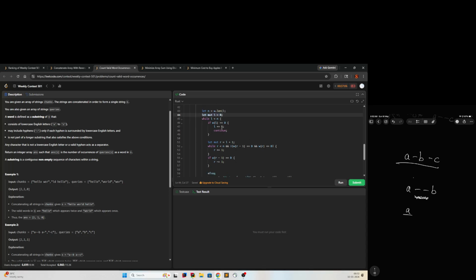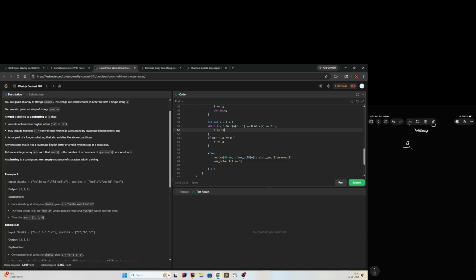So I start with the left part. If it is already hyphen, ignore it. So we start with an alphabet, obviously. Then we run two pointers until we get two consecutive hyphens. If w of r minus 1 is a hyphen and w of r is a hyphen, until this condition is true, so we have a not here, till then we increase r.